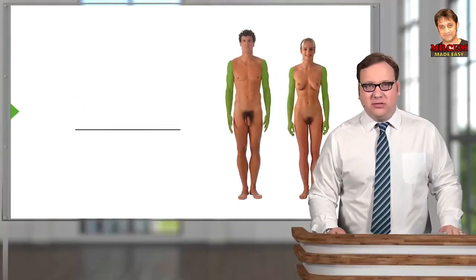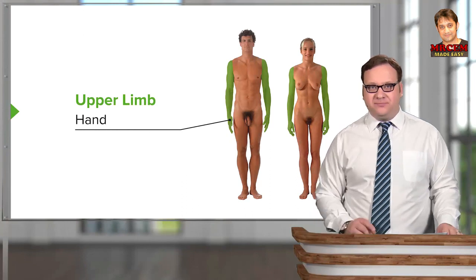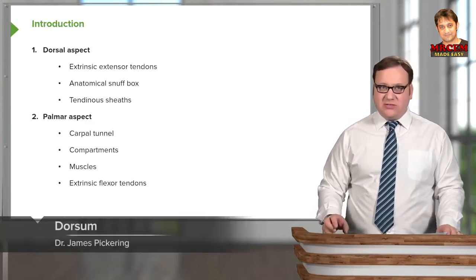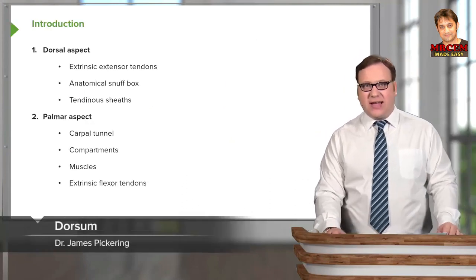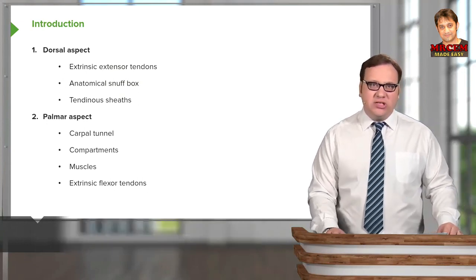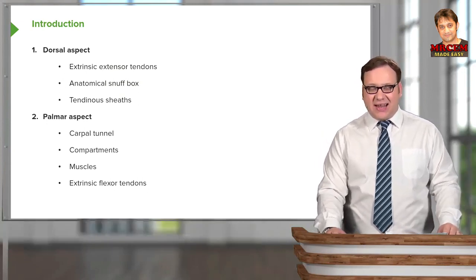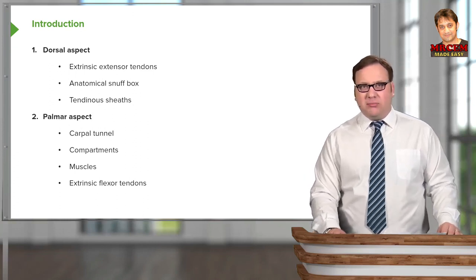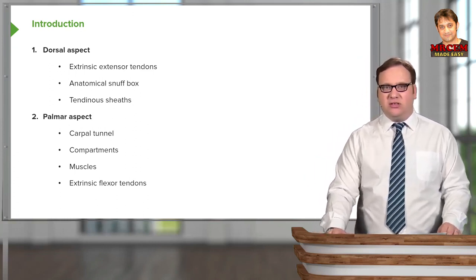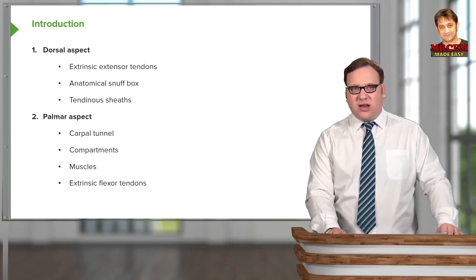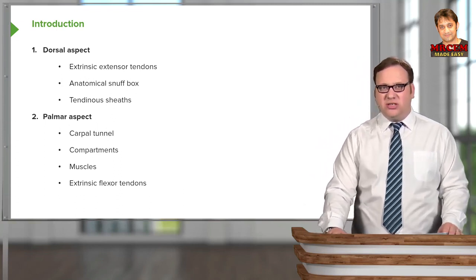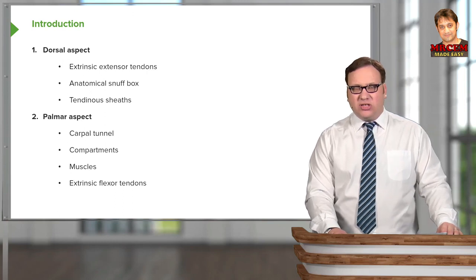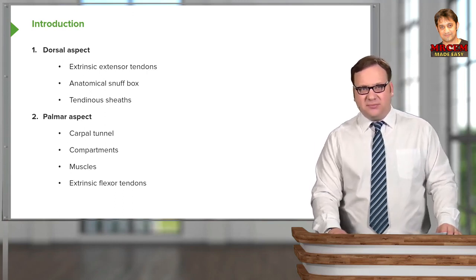In this lecture, we're going to look at the hand. So first of all, we're going to look at the dorsal aspect of the hand, and we'll look at some of the extrinsic extensor tendons that originate from muscles in the forearm and pass on to the dorsal surface of the hand. We'll then look at the anatomical snuff box, which we mentioned in the previous lecture, and we'll also look at the tendon sheaths.